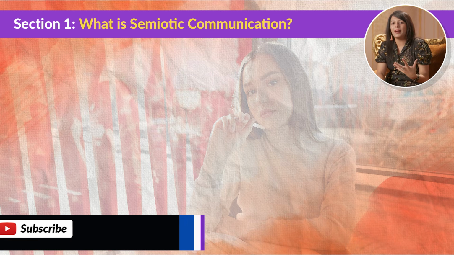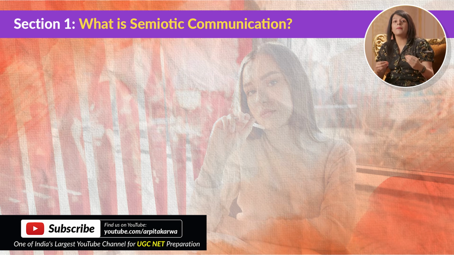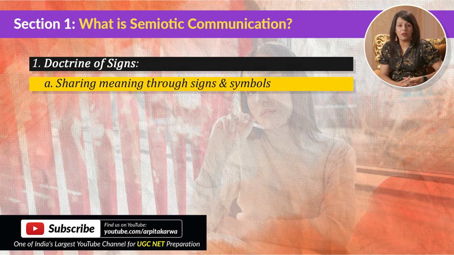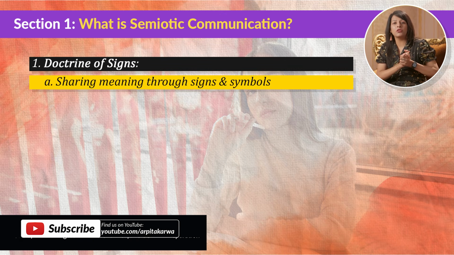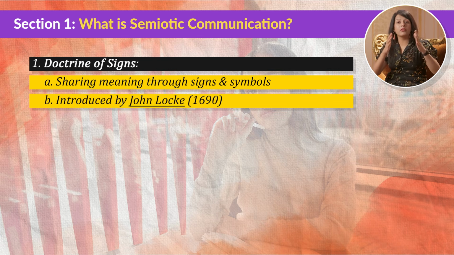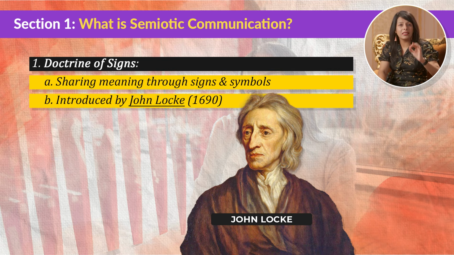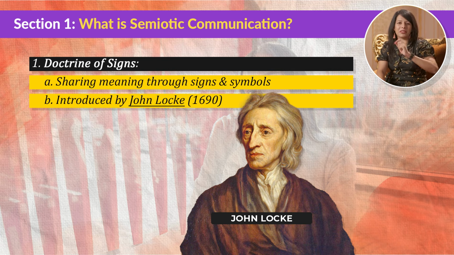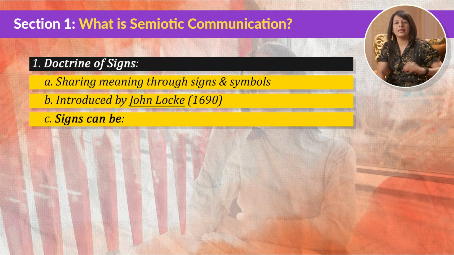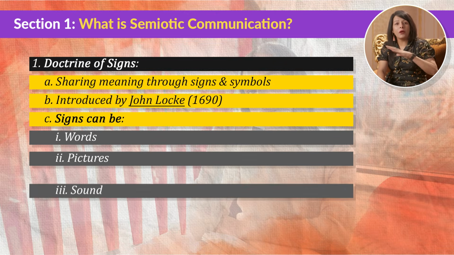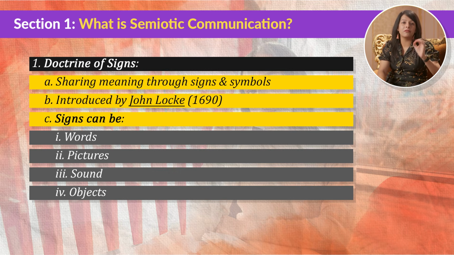Alright friends, let's start with the meaning of semiotic communication. Semiotic communication is all about how we use signs and symbols to share meaning. The term semiotics was first introduced by John Locke way back in 1690, and it simply means the doctrine of signs. Now, what does that mean? Basically, it's how we understand things in our surroundings using signs. And these signs can be anything, words, pictures, sounds, or even objects that stand in for something else.